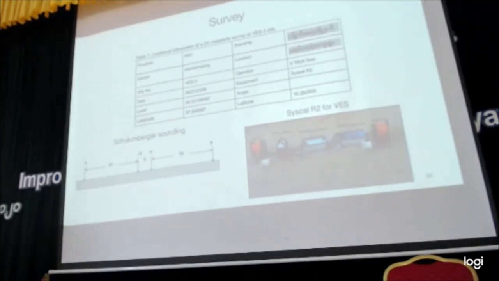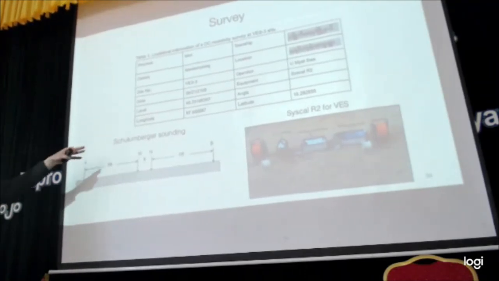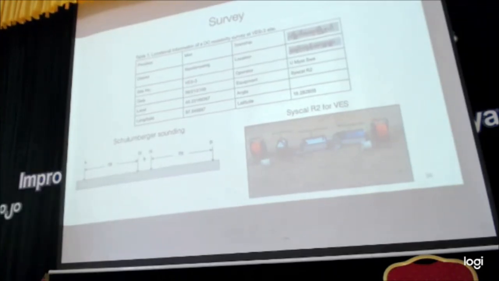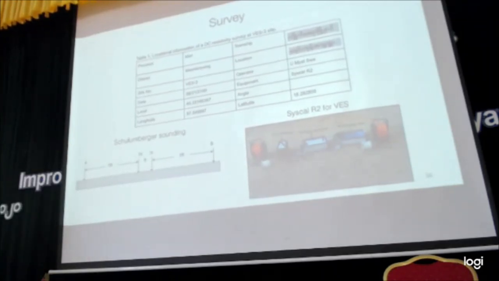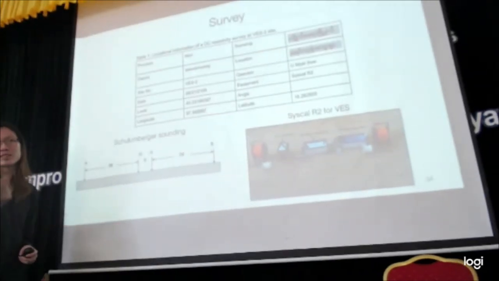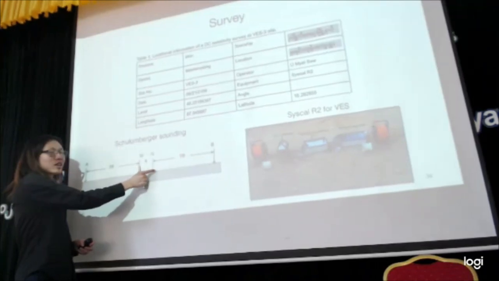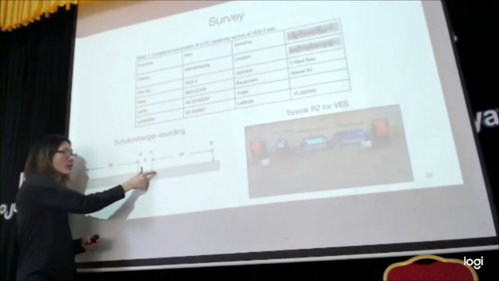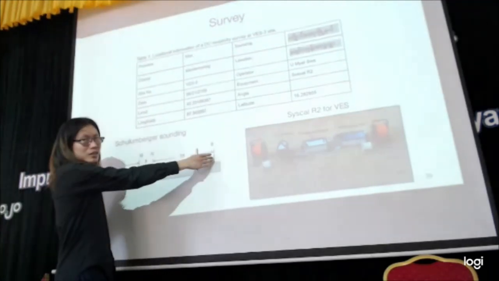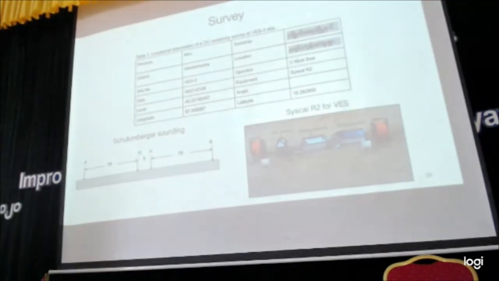Okay, so for the survey, the one kind that is very common is the Schlumberger sounding. That's where the potential electrodes M and N are quite close together, and the current electrodes A and B are quite far apart.